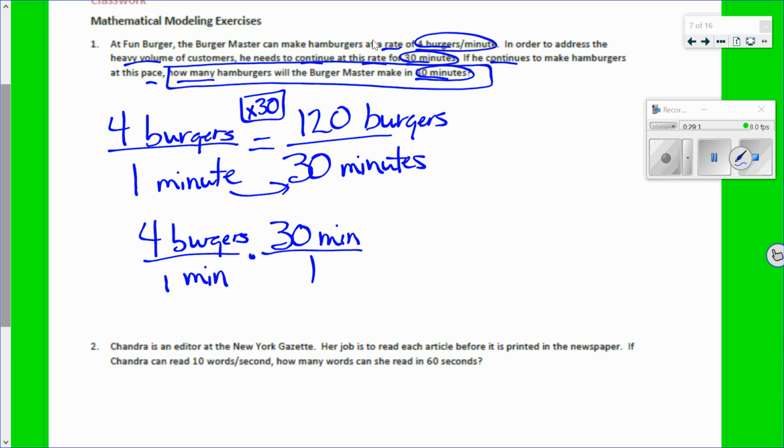Because it's on the bottom, minutes divided by minutes is what? I'll give you a hint. What's 8 divided by 8? 1. What's 10 divided by 10? 1. What's 20 divided by 20? 1. What's a million divided by a million? 1. What's minutes divided by minutes? 1 minute.